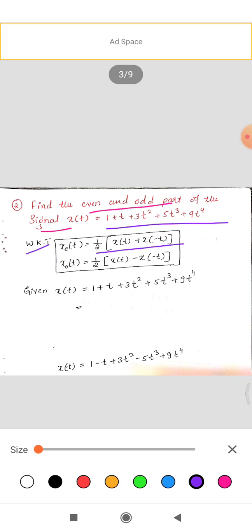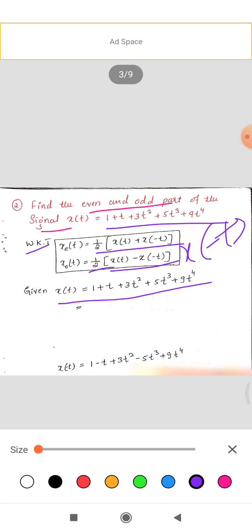As you know, these two are the formulas. X e of t is equal to half of x of t plus x of minus t. X naught, that is the odd part, can be calculated as 1 by 2 of x of t minus x of minus t, right? So x of t they have given, not a problem for us. Now we need to calculate x of minus t.